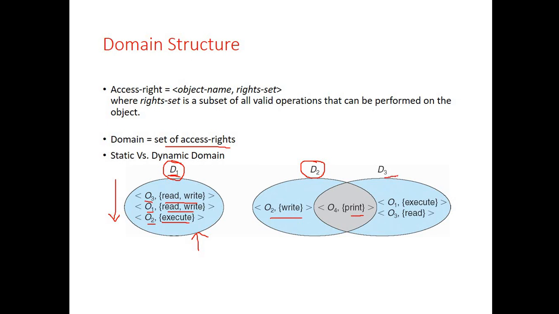Coming to the processes defined under the domain D3, they have print permission for object 4, execute permission for object 1, and read permission for object 3. In this way, different varieties of domains are defined for the benefit of the processes in the operating system. And the process is associated with a specific domain to have the access rights for the objects in the system. This is about the domain structure.